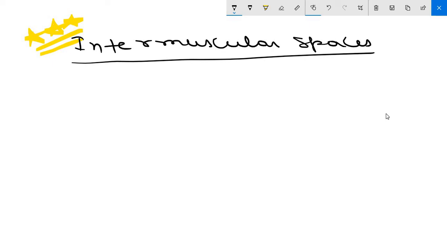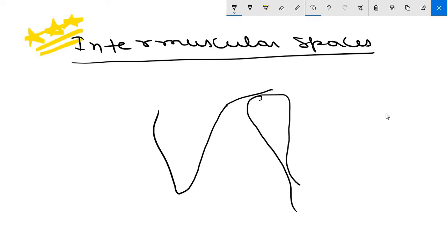So first, looking at a simple diagram. Suppose this is your scapula, and suppose this is your humerus. I am drawing a rough diagram. This is your humerus. A very, very bad diagram.